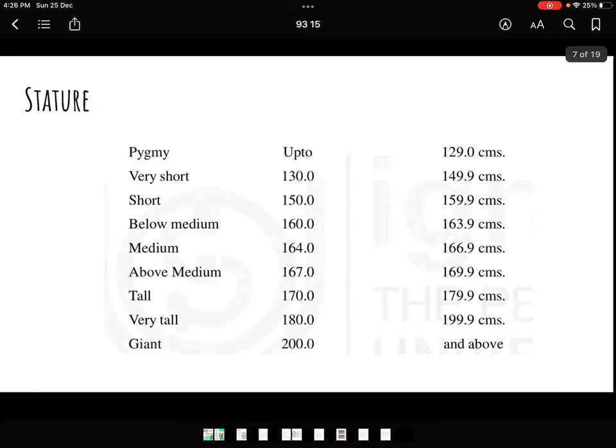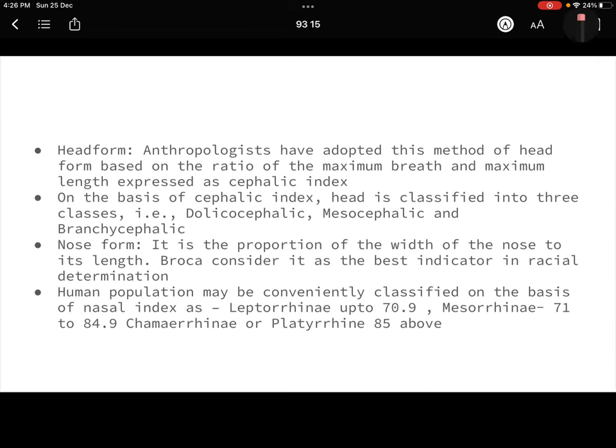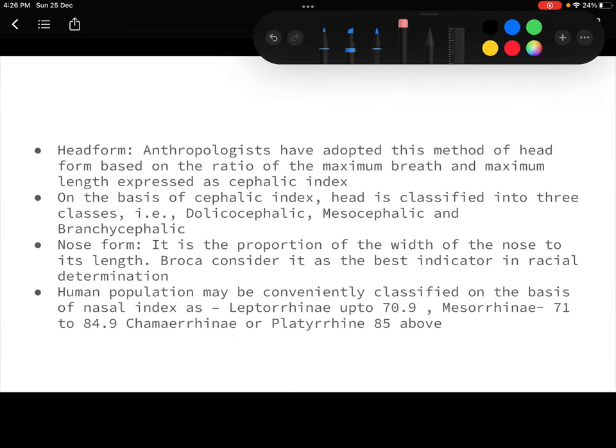So this is the first that we have studied, stature. Second comes the head form. Now what is the head form?